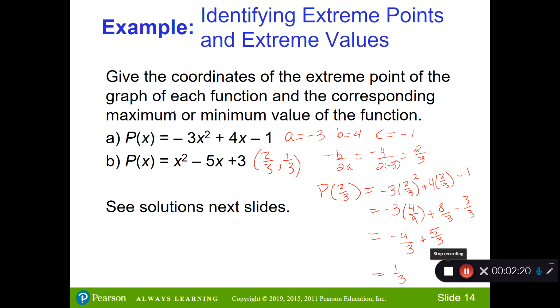And the corresponding max or min. First of all, because a is negative, the graph is opening down, so it's a maximum. The maximum is the y.